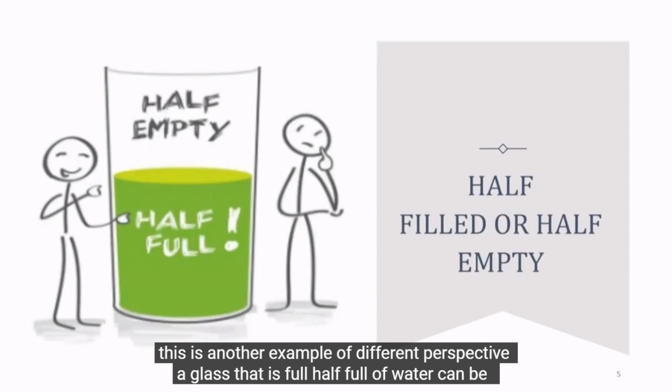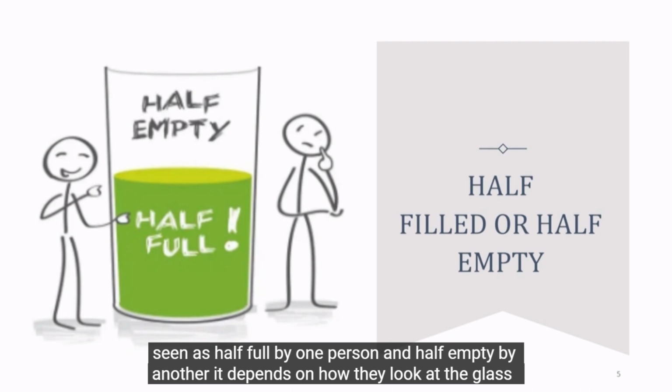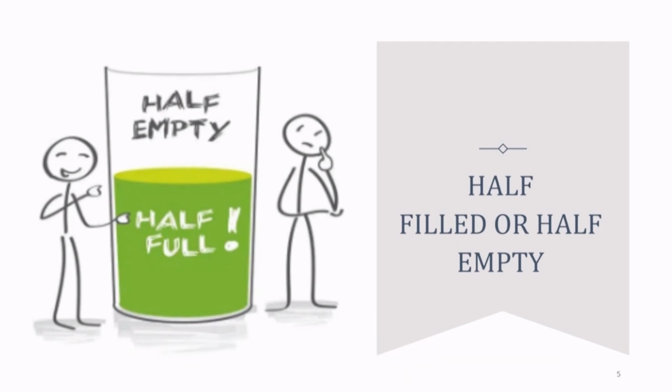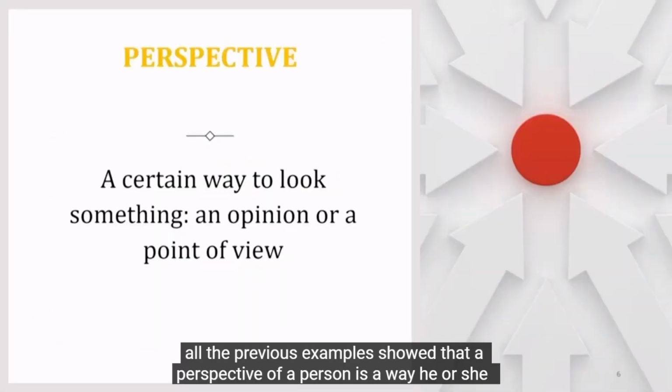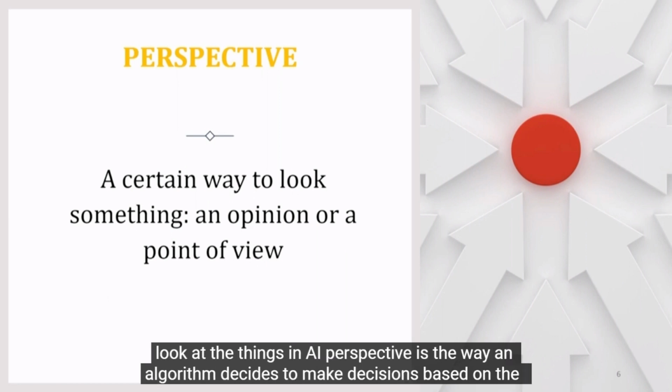This is another example of different perspective. A glass that is half full of water can be seen as half full by one person and half empty by another. It depends on how they look at the glass. All the previous examples showed that a perspective of a person is a way he or she looks at things. In AI, perspective is the way an algorithm decides to make decisions based on the data.